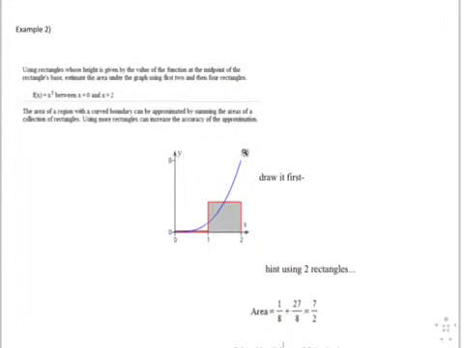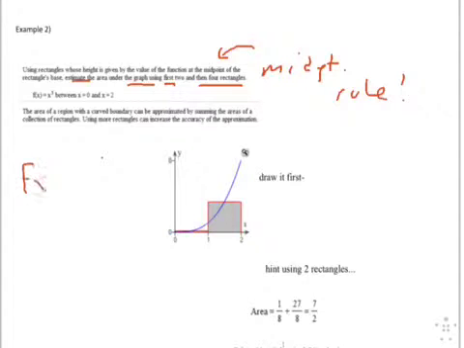Okay, and I start by reading this to you. It says, using rectangles whose height is given by the value of the function at the midpoint. Aha! So this time we're going to be using midpoint approximation, or midpoint rule, of the rectangle's base. Estimate the area under the graph using first 2 and then eventually 4 rectangles. It's probably really small for you to see unless you've printed out the homework already, but it's f of x equals x cubed.